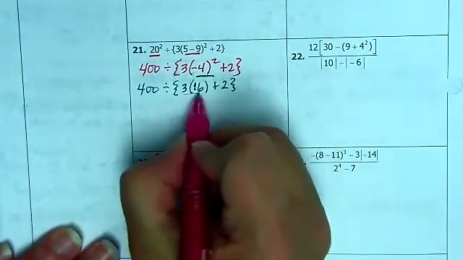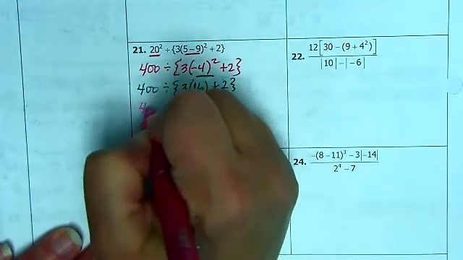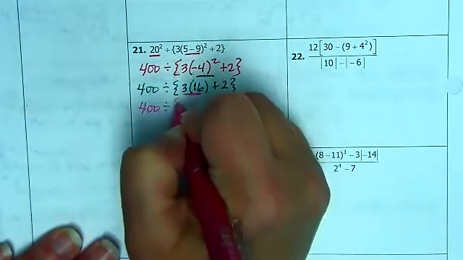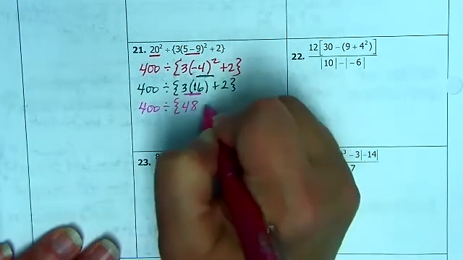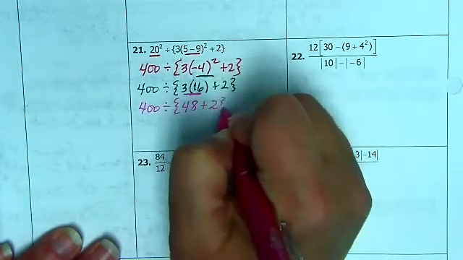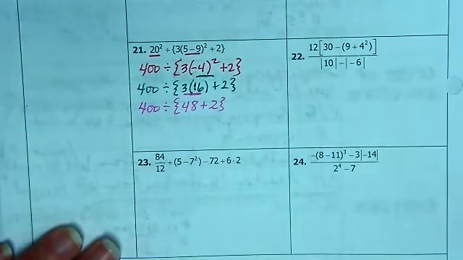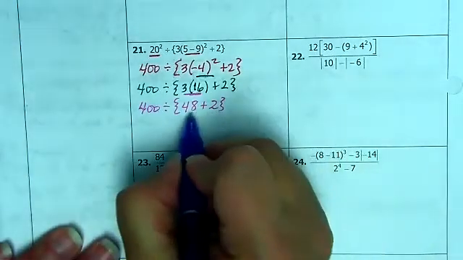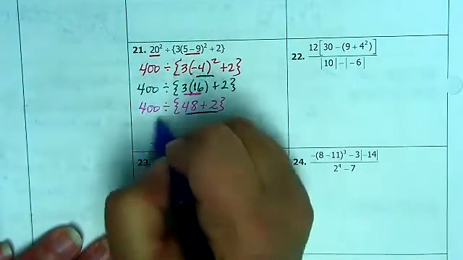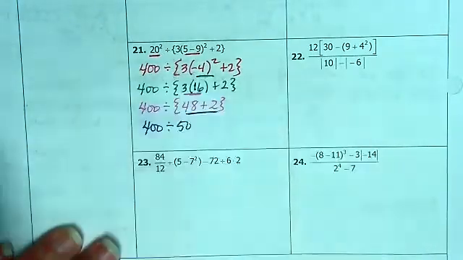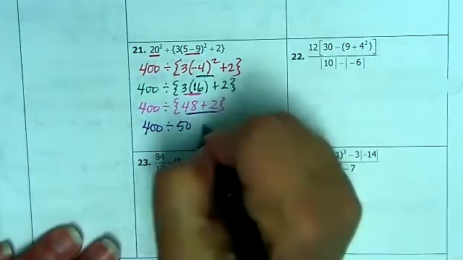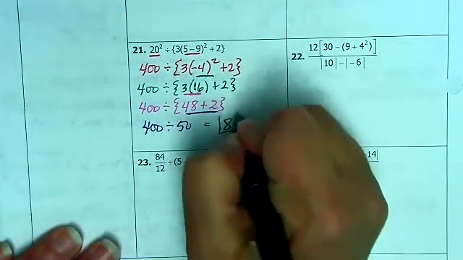Now inside here, I do this multiplication. So I now have 400 divided by, bracket, 3 times 16 is 48, plus 2, bracket. Now I'm doing inside the brackets, 48 plus 2. So now I have 400 divided by 50, which gives me an answer of 8.